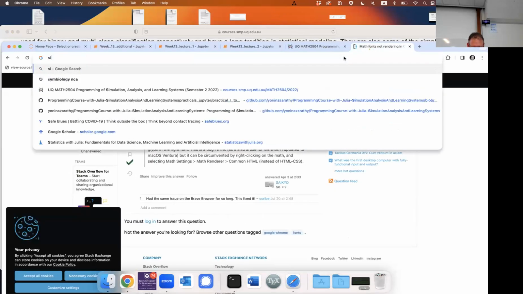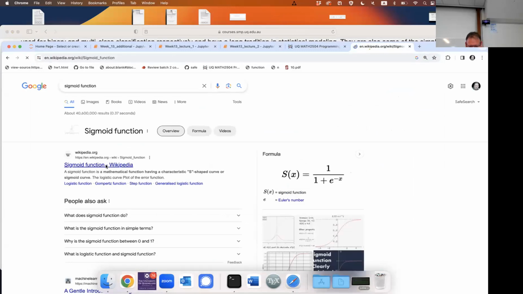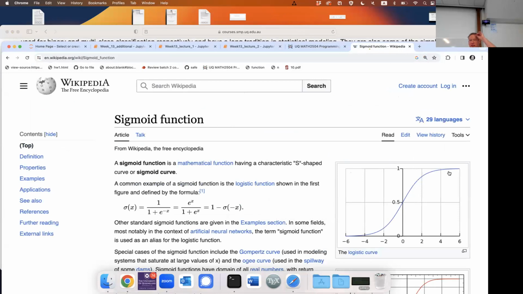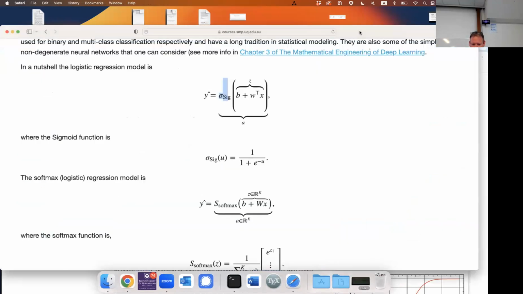I'll just write the sigmoid function. And here it is. This is what the sigmoid function looks like. You're sticking into the sigmoid function, into its input, something that runs between negative infinity and infinity, and you're getting a probability. Analytically, it's 1 over 1 plus e to the minus u.